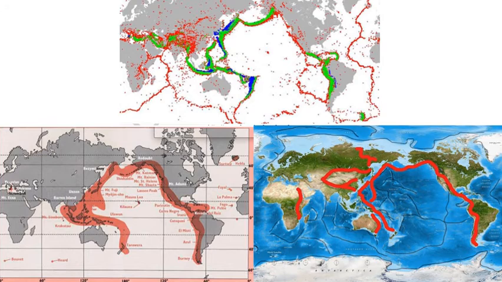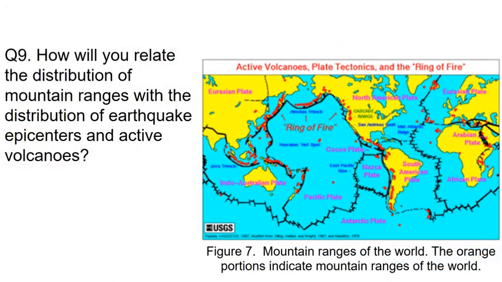You are to observe the pattern formed by the red lines or dots on each map, then relate it to the location of earthquake epicenters, active volcanoes, and mountain ranges. Question number 9. How will you relate the distribution of mountain ranges with the distribution of earthquake epicenters and active volcanoes?